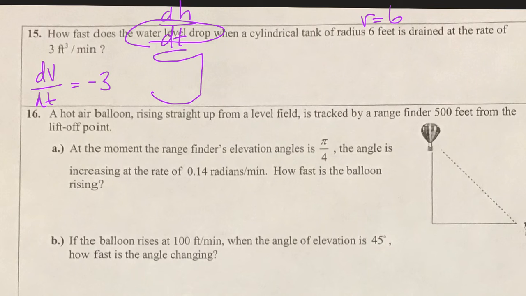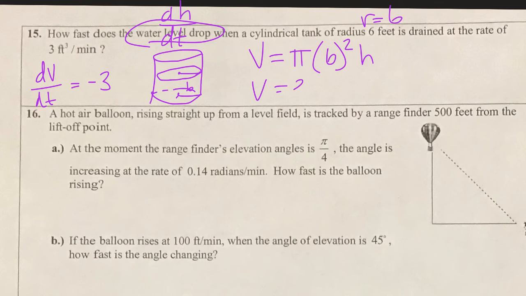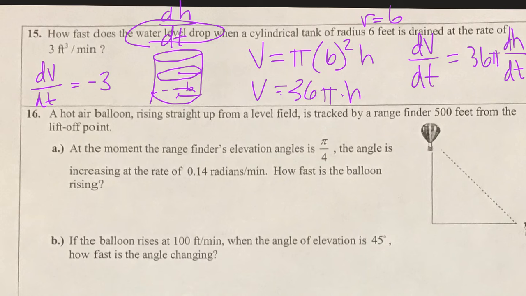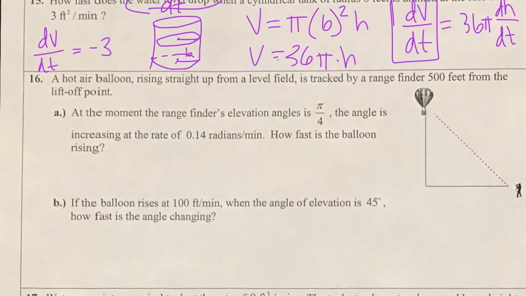Here's our cylinder with a radius of 6. The volume of our cylinder is pi times the radius squared times h, because the radius doesn't change, right? No matter what the height is, the radius is always going to be 6. So our volume is 36 pi times h. Taking the derivative with respect to time, dV/dt equals 36 pi dh/dt. Simply plugging in our -3 here and then dividing by 36 pi will give us our rate of change of the height.